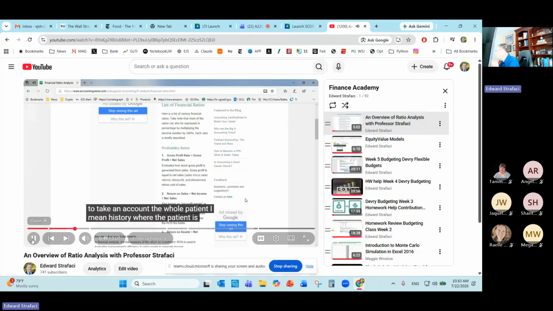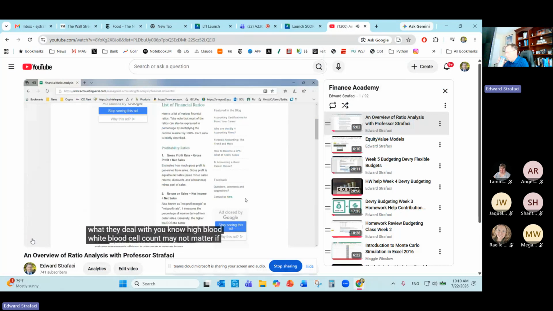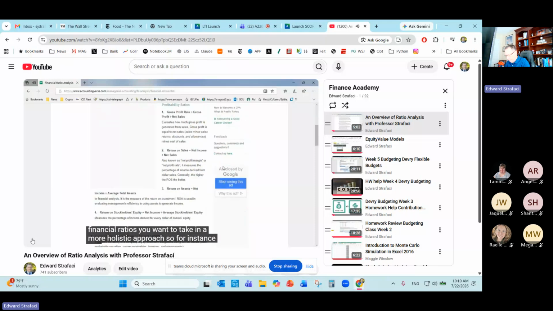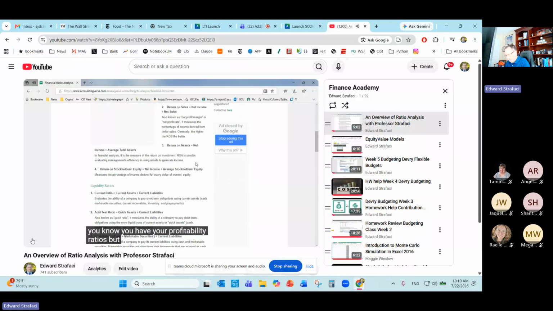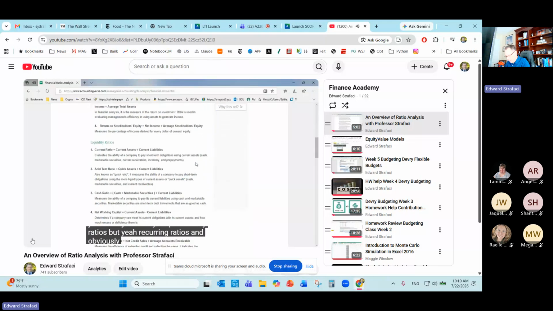Where the patient's at, what they're dealing with. A white blood cell count may not matter if you're in the middle of a flu. It might matter if there shouldn't be an issue. And why am I saying that? It's because when you're looking at financial ratios, you want to take a more holistic approach. So, for instance, you have your profitability ratios, and you have your current ratios, and obviously I want to stay current, and it always seems like it's a good idea to have more current assets, and it is.